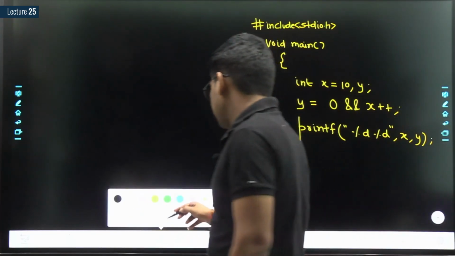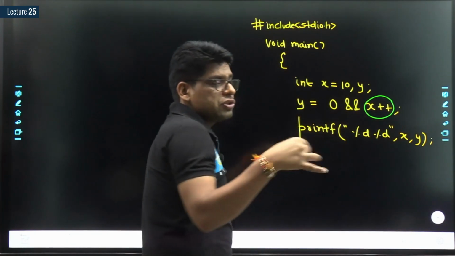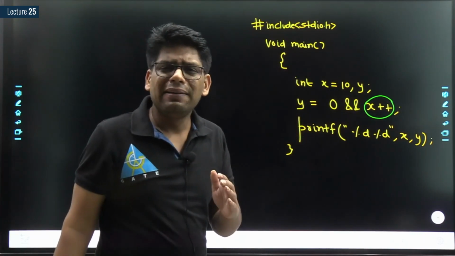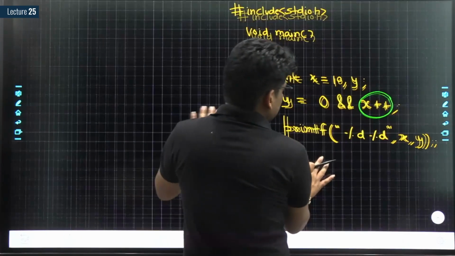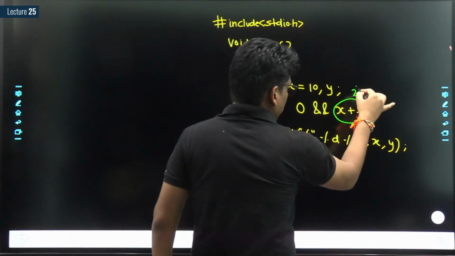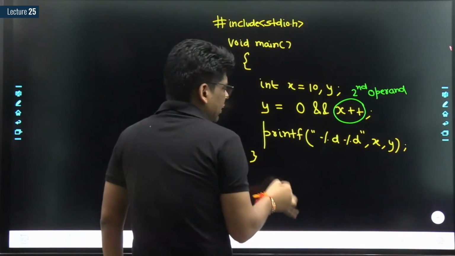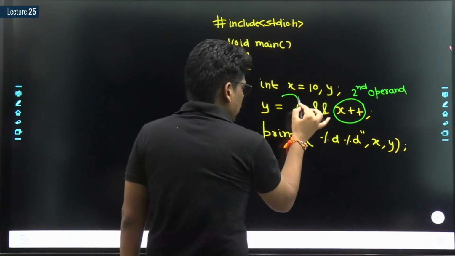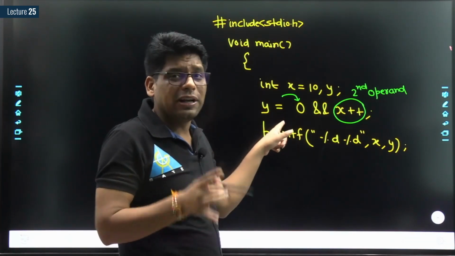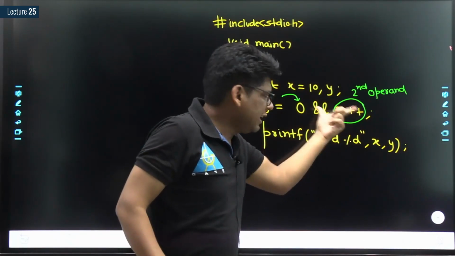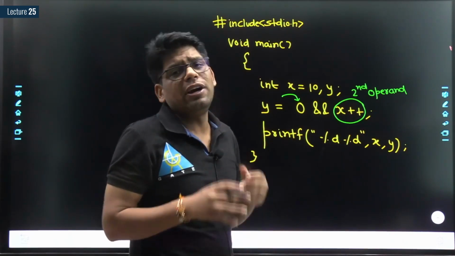Sir, this is post increment. We will think about how post increment works. Just look at the code. Sir, for this AND, this is the second operand. But, sir, for this AND, the first operand is 0. If the first operand is 0, does the compiler need to go to the second operand? No, sir. That means this operation will never be encountered by the compiler.